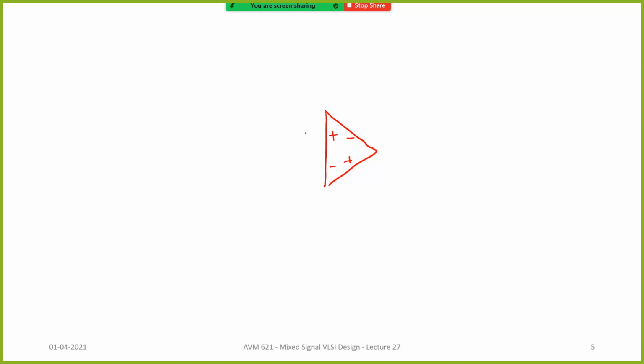So there are different ways to do offset cancellation. Let's look at both methods and then let's see which method is to be used. So let me model this with the offset series voltage like this. This is the model of the actual fully differential op amp. All right. Now, how can I measure this offset voltage?